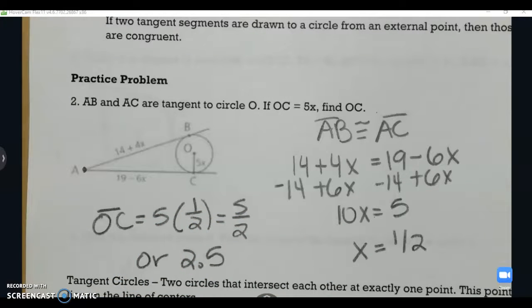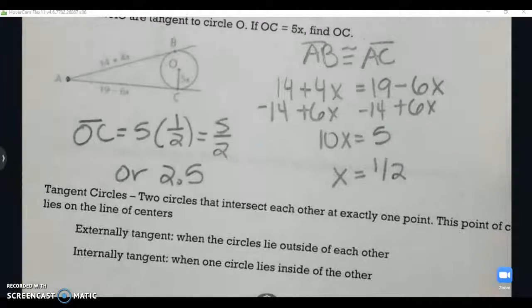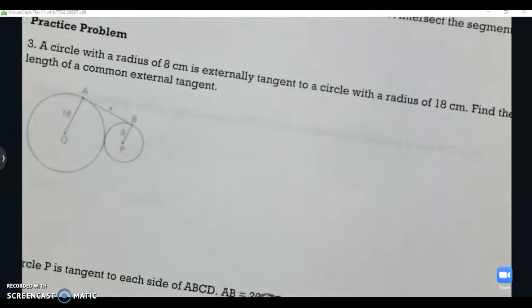All right, so tangent circles. Tangent circles are two circles that intersect at one point. This could be externally or internally tangent. And then common tangents are when we have a line tangent to two circles, but it's not necessarily at the same point. So we have internal tangents and external tangents as well, just like when we have tangent circles.